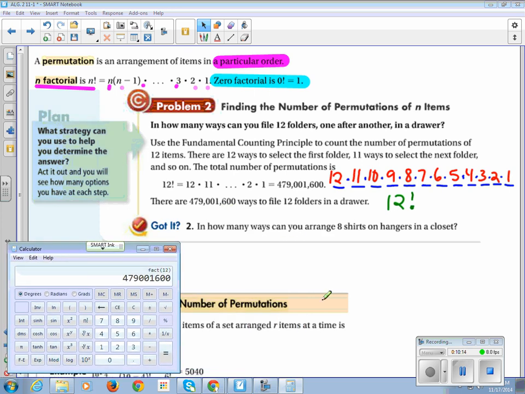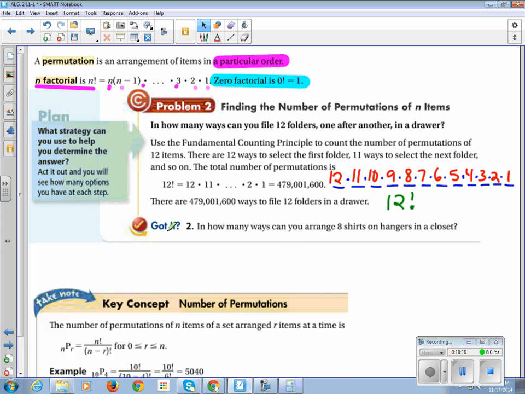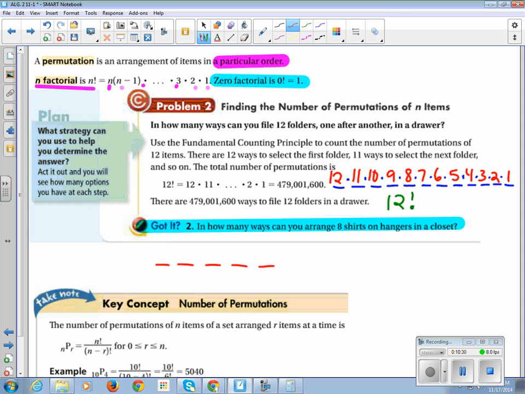So let's do this problem for number 2. How many ways can you arrange 8 shirts on a hanger in a closet? So I can write my dashes. I've got shirts, so I start out with 8. The first slot gets 8. But once I have that shirt already hung up, I only have 7 left on my bed to be hung up. 6, 5, and then we're going to go, etc.